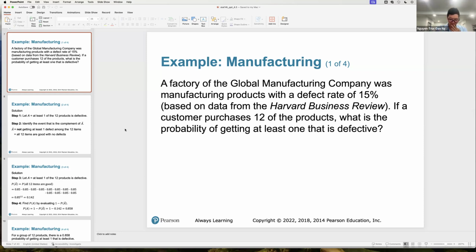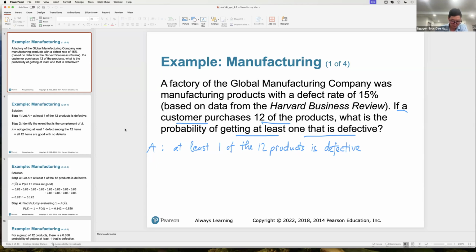The first step: let A be the event of at least one defective product when a customer buys 12. So now A is the event of at least one of the 12 products is defective. Do you agree with me?